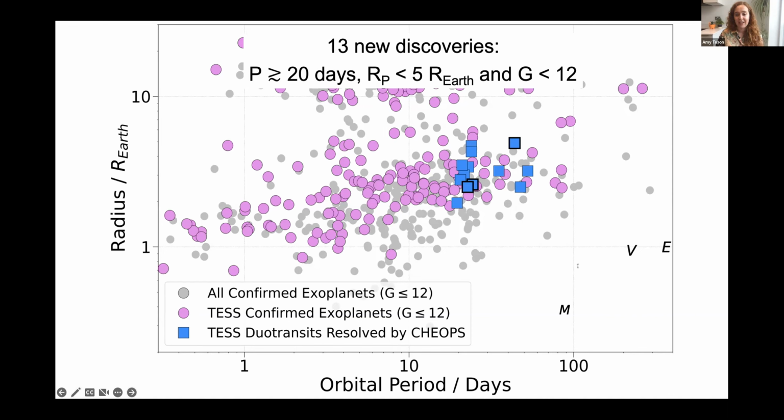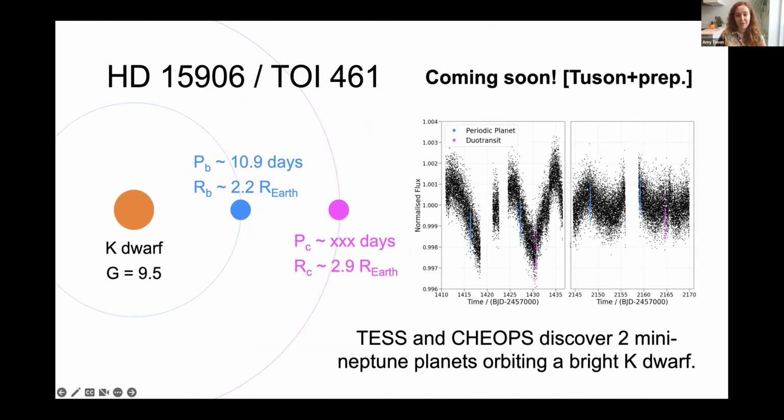So I'm quickly going to highlight 2 of these discoveries that I'm leading. The first is TOI 461. This star was observed by TESS in sectors 4 and 31, revealing 1 periodic planet and 1 geotransit. So the geotransit in this system had 36 possible period aliases, and we have successfully recovered its true period with CHEOPS. So you'll have to wait for my paper, which is coming very soon, to find out what that period is. But for now, I can reveal that TESS and CHEOPS have discovered 2 mini-Neptunes orbiting this bright K-dwarf.